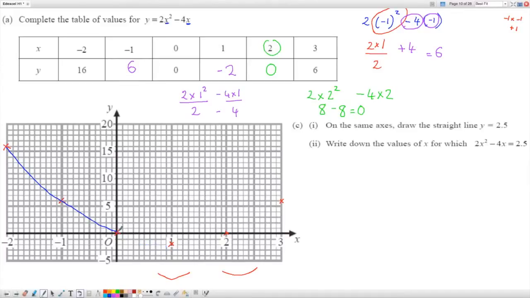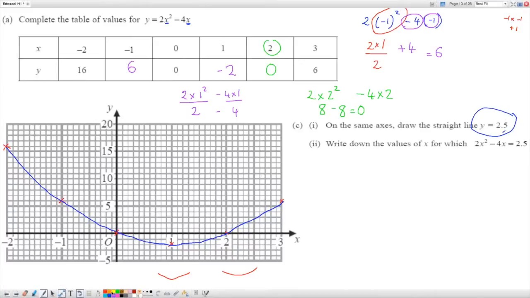Don't make it too pointed. So nice and smooth curve round. Doing this with a pencil, you can always have a second chance rubbing out and having a go. So smooth U-shaped curve. We're asked then on the same axis to draw the line y equals 2.5.